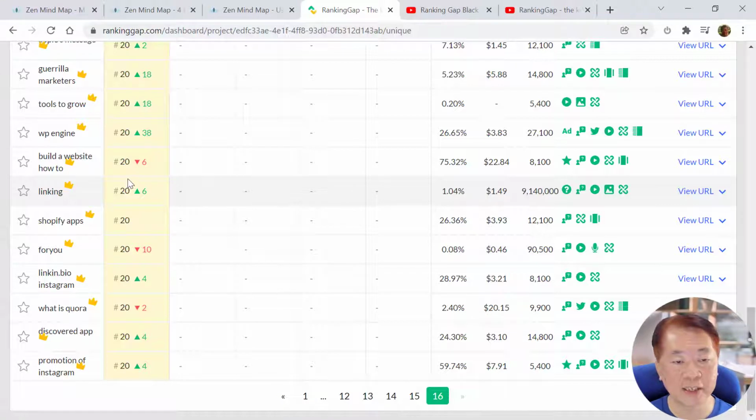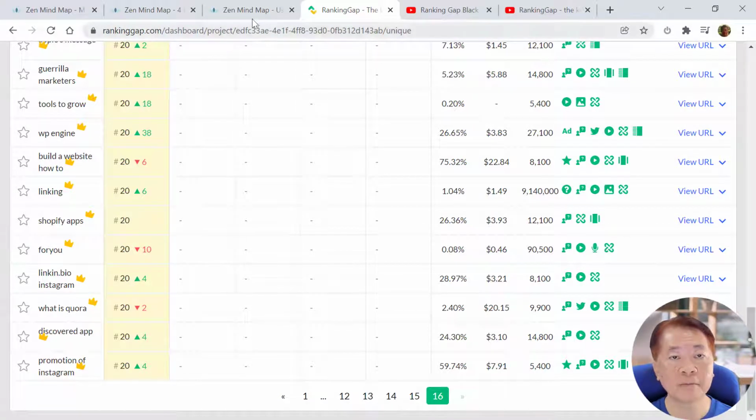So from here, you will see which keywords you want to make some improvement on, or maybe want to maintain on your website. For example here, you have these keywords showing red color. It means you have to do something to improve on it. If it is green color, for example here, promotion of Instagram, you actually went up 4 places, from 24th to here. So these are the keywords that you may want to optimize further.